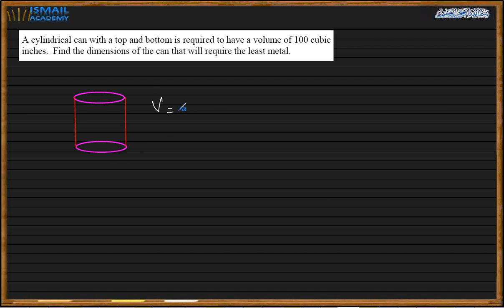We know the volume of the can is 100. And the formula of the volume of the can is pi r squared times h. So find the dimension of the can that will require the least metal. That means we're talking about the total surface. We're looking for the least surface. So here, what is the surface of a closed can? We have two covers, that means two circles, that's going to be 2 pi r squared, plus the surrounding, which is plus 2 pi r h. So this is the surface of a closed cylinder.